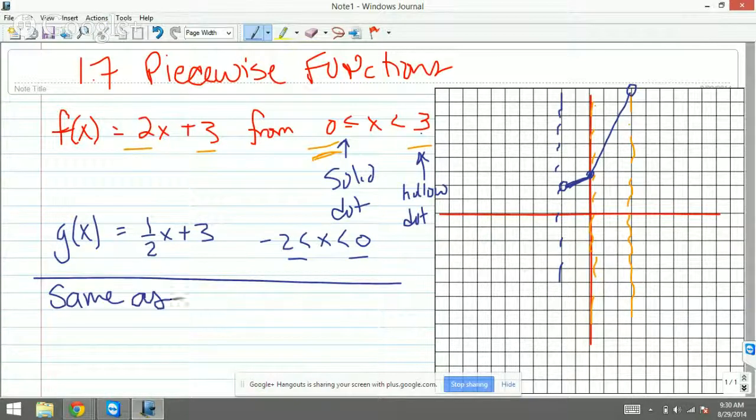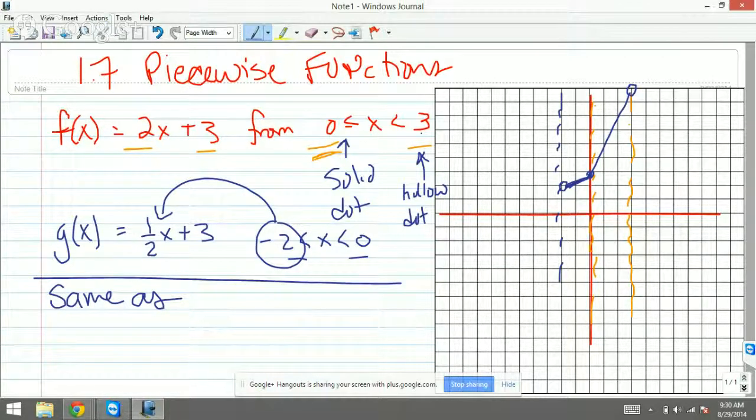How do you get your point? How do you know -2? Well, if I take -2, plug it in, it gives you 2. So -2, 2. That's the point. So that's one way of managing it.